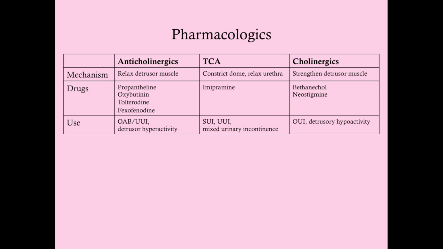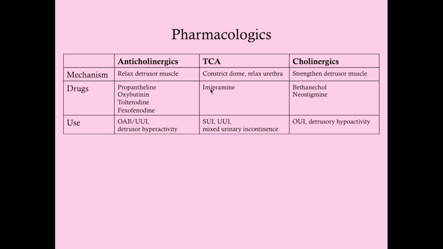But we do give these for overactive bladder and urge incontinence, and what these serve to do is, one, relax the detrusor muscle, and then they also increase the tone of the urethra. So drugs in this category include propantheline, oxybutynin, tolterodine, fexofenadine. These latter three drugs also have muscle relaxant properties.